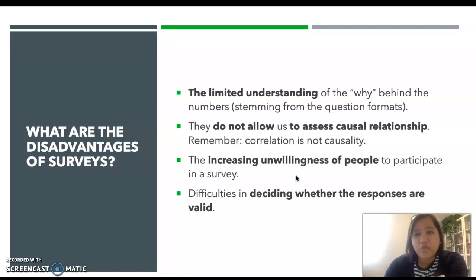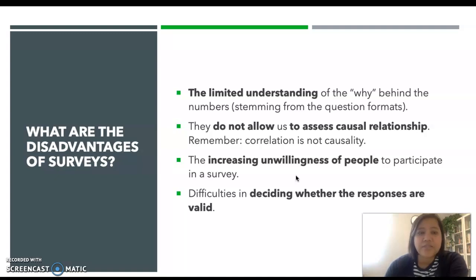So that's why for this course, when you're designing your second research method project, I really want you to limit the number of questions that you're going to ask. I want you to make sure that you design questionnaires that have less than 15 questions. And the reason is because we want to address that increasing unwillingness of people to participate in a survey.